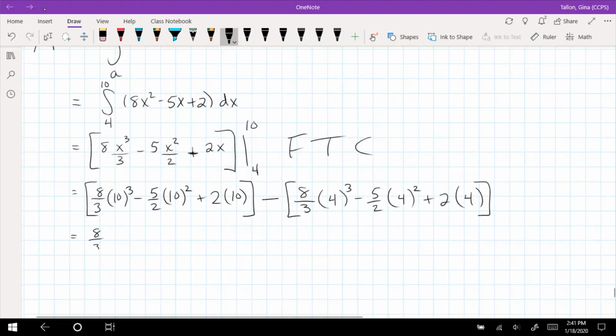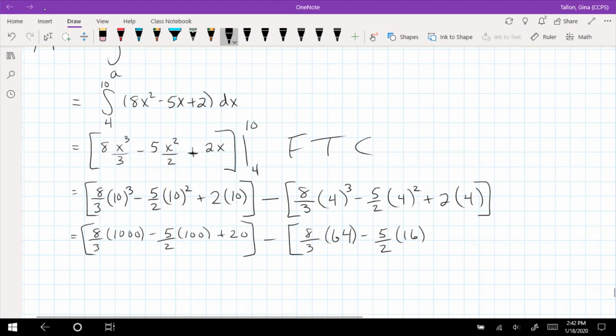We have 8 over 3. If I cube 10, I get 1,000. Minus 5 over 2, and I square 10, I get 100. Plus 20, this stays in brackets. Minus 8 over 3. If I cube 4, I get 64. Minus 5 over 2. If I square 4, I get 16. Plus 8. I want to put this all together. I could grab a common denominator everywhere. I could go ahead and distribute my terms. I'm just going to do one more, clean me up kind of thing.